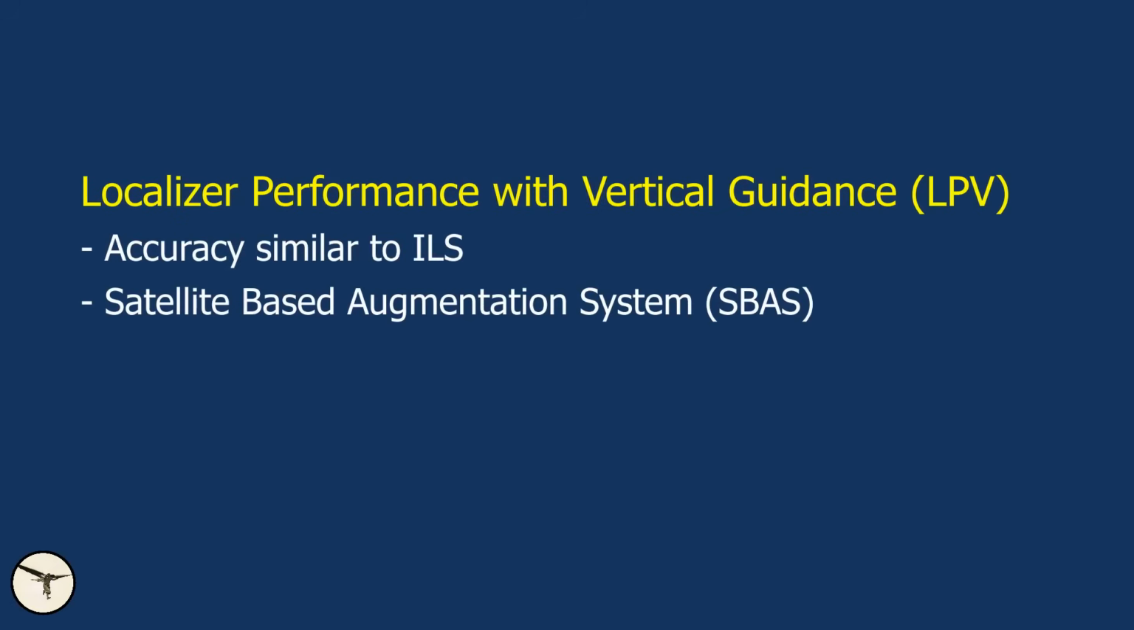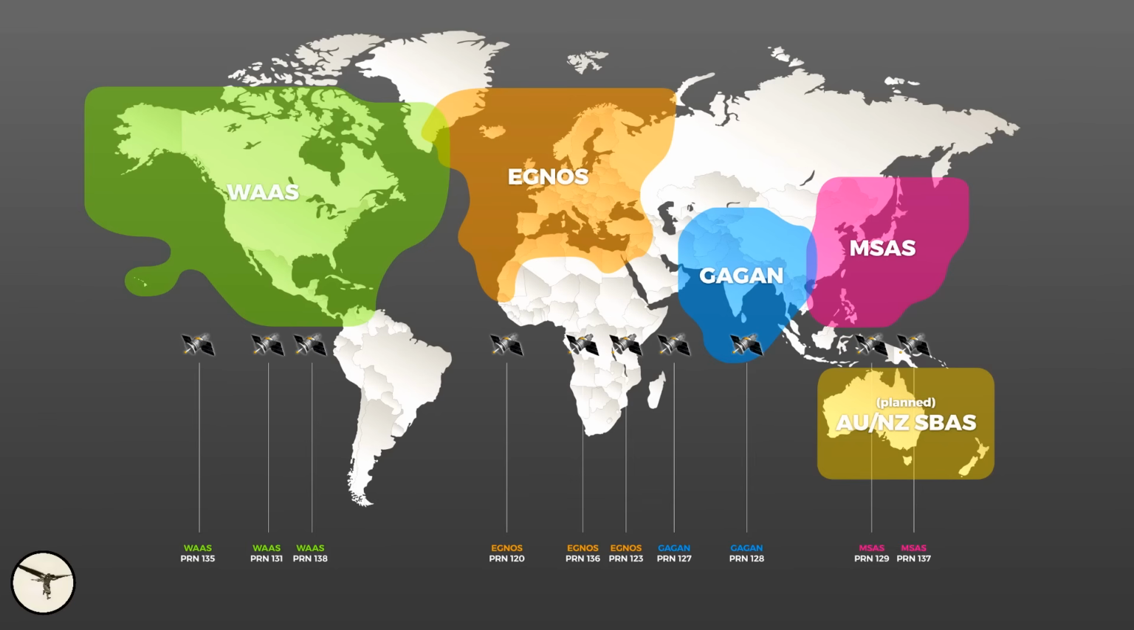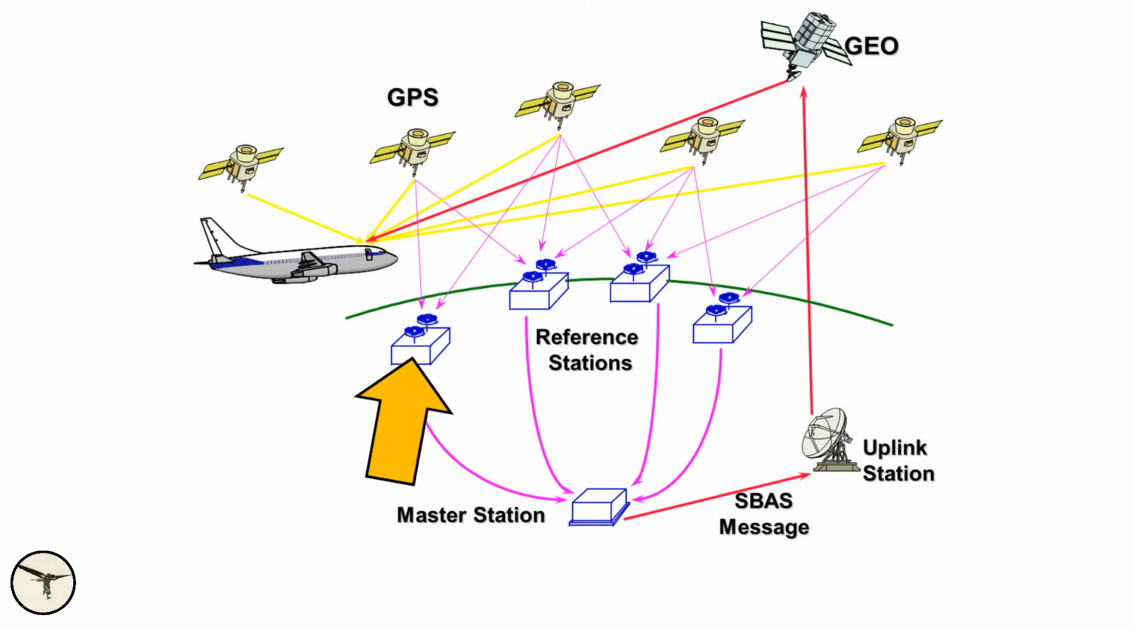Localizer performance with vertical guidance, LPV, is an RNP approach providing a level of precision similar to an ILS. This is achieved by utilizing satellite-based augmentation system, SBAS. In North America, it's known as Wide Area Augmentation System, WAAS. In Europe, it is known as EGNOS, in India, GAGAN, and in East Asia, MSAS. Ground stations across each area monitor GPS signals and compute a correction signal that is transmitted to a geostationary satellite, which transmits the signal to the aircraft.